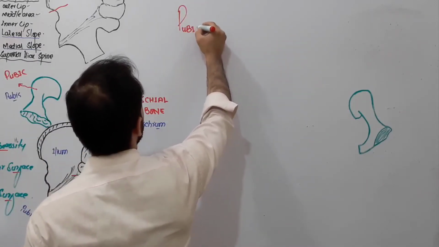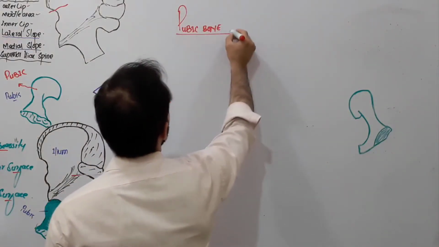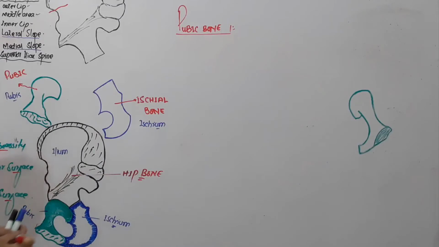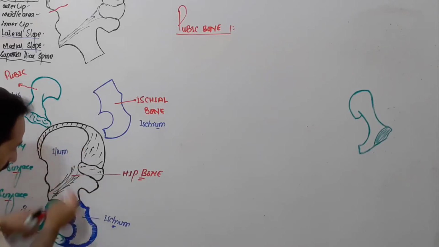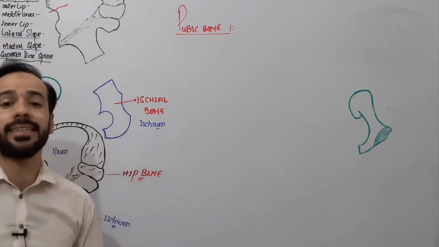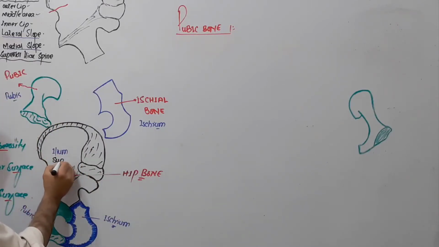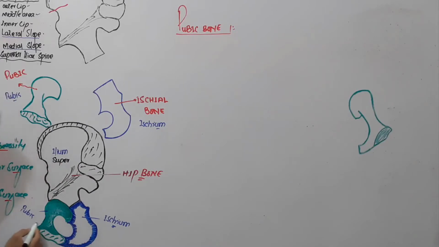hip bone, right? The pubic bone is the smaller bone among these 3 bones, the ilium, the ischium and the pubis, or pubic bone. And it is the anterior bone. You know, this ilium is superior, right? And this pubis is a little bit anterior.